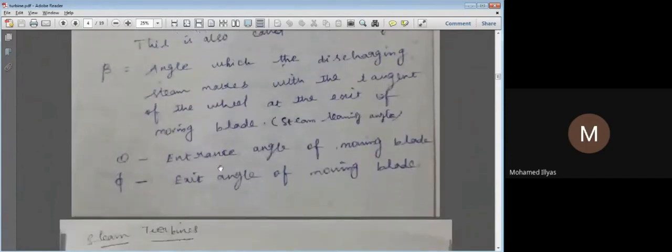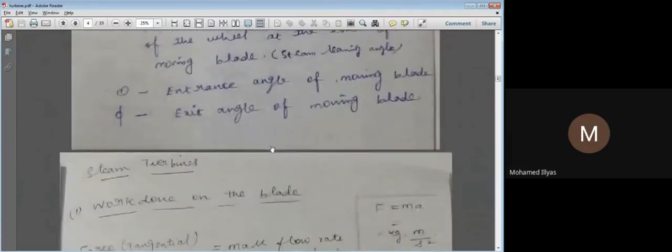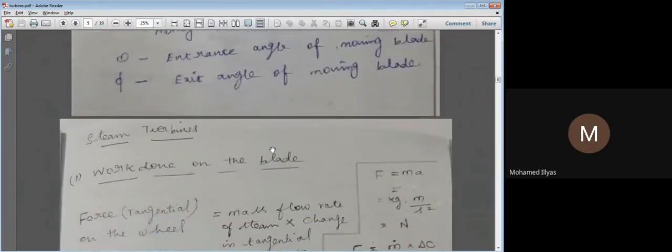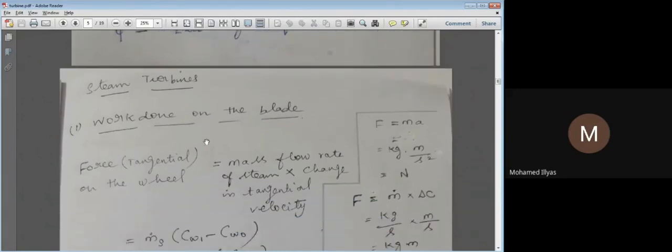Now we'll understand the performance calculations, that is, what performance we are going to get with respect to steam turbines. First of all, work done on the blade. What is the ultimate purpose of turbines? We are getting a positive power output from the shaft. That is the ultimate aim. So the steam has to do some work on the blades. The blade makes the turbine wheel rotate, and the turbine wheel is keyed to the shaft, so that we get a positive power output.